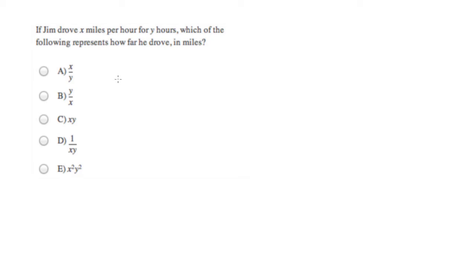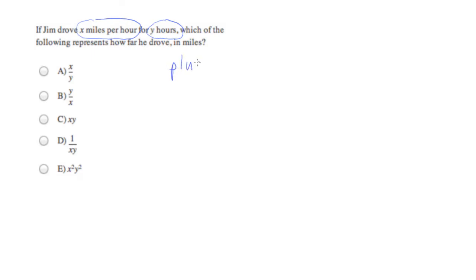To solve this problem, we need to consider Jim's rate of driving, which is X miles per hour, and how long he drives for, which is Y hours. And notice that in the answer choices, there are variables in all the answer choices. Whenever that's the case, I always consider two different strategies.